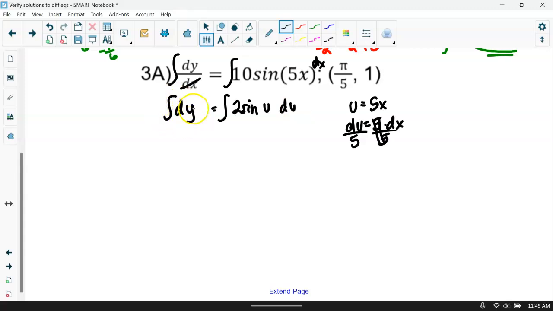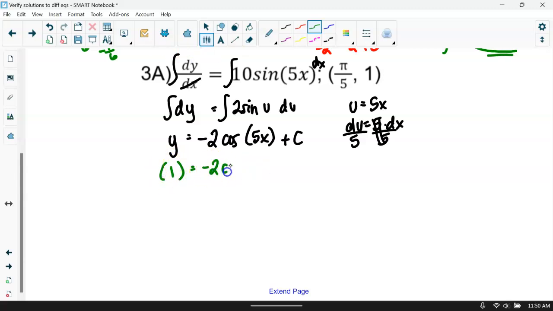And again here with respect to y. So that means y is equal to the integral of 2, right? But times sine is negative cosine. So negative 2 times cosine of u, which is 5x plus c. So now y is 1, which is equal to negative 2 times cosine of 5 times pi over 5 plus c. So then here you should have noticed 5 divided by 5.